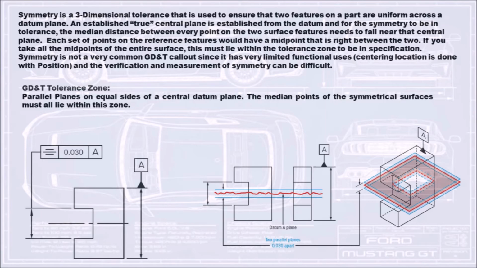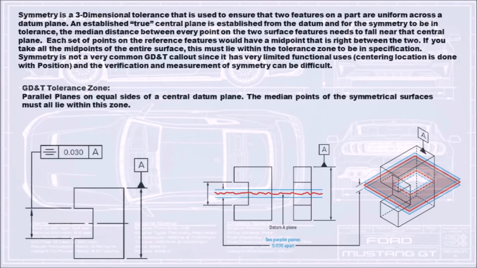Symmetry is a three-dimensional tolerance that is used to ensure that two features on a part are uniform across a datum plane. A true central plane is established from the datum, and for the symmetry to be in tolerance, the median distance between every point on the two surface features needs to fall near that central plane. Each set of points on the reference features would have a midpoint that is right between the two. If you take all the midpoints of the entire surface, this must lie within the tolerance zone to be in specification. Symmetry is not a very common GD&T callout since it has very limited functional uses.